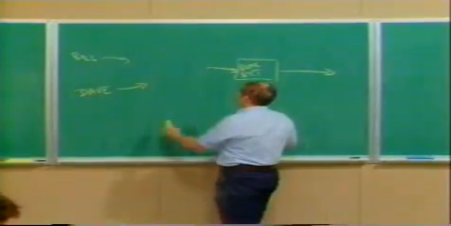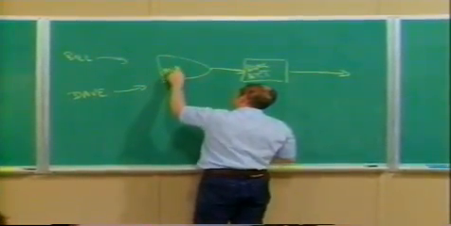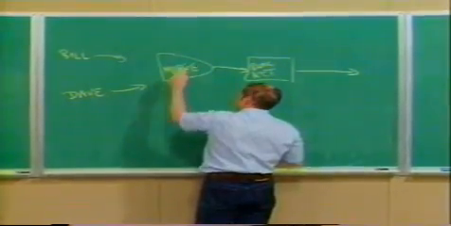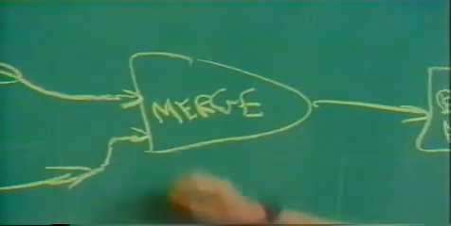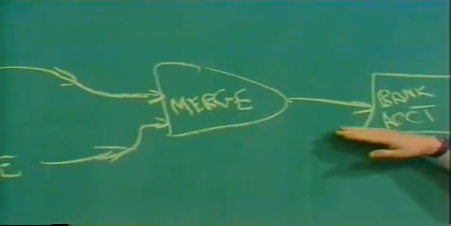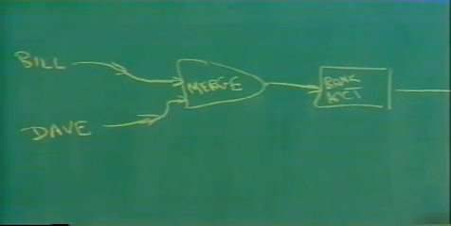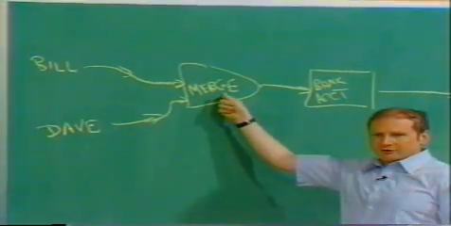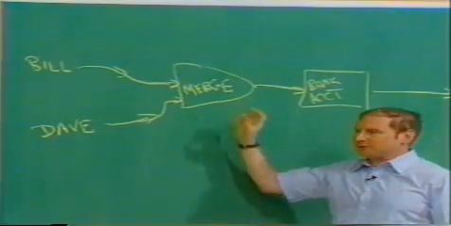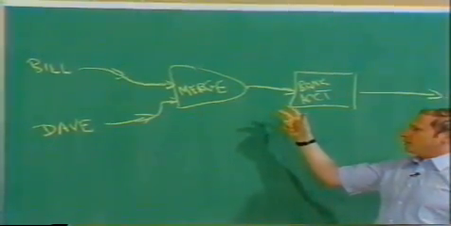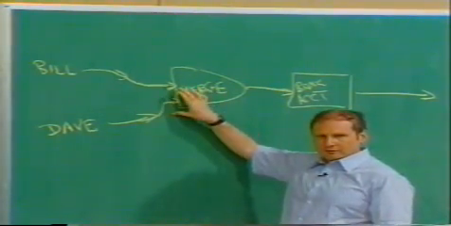So what you might do is write a little stream processing thing called merge, which takes these, merges them together, produces a single stream for the bank account. Now they're both talking to the same bank account. That's all great, but how do you write merge? What's this procedure merge? You want to do something that's reasonable. Your first guess might be to say, well, we'll take alternate requests from Bill and Dave.